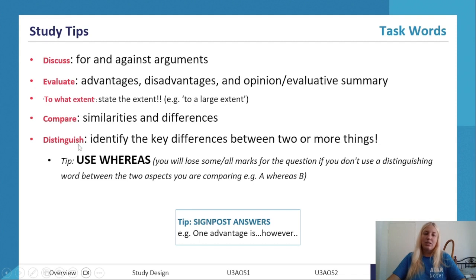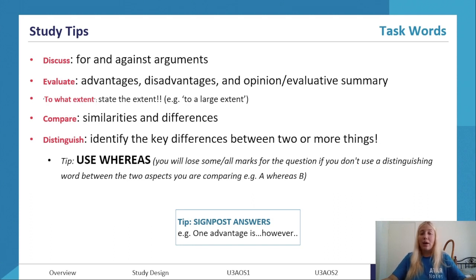Compare questions, you need to give similarities and differences for a process. So, for example, compare Consumer Affairs Victoria and VCAT, okay? And we looked at a table before. I showed you a cheat table. You would need to write about both similarities and differences.